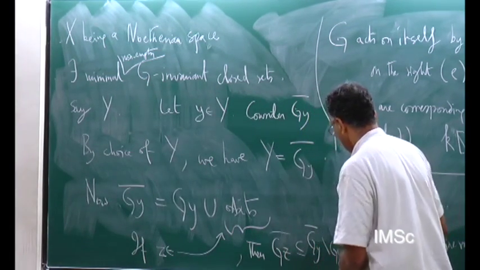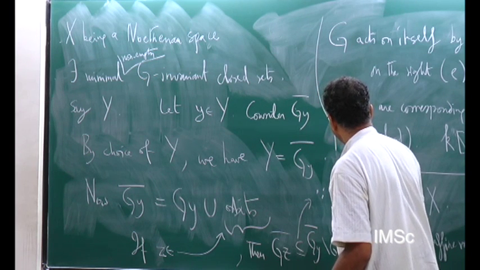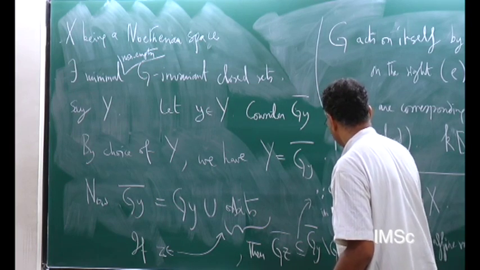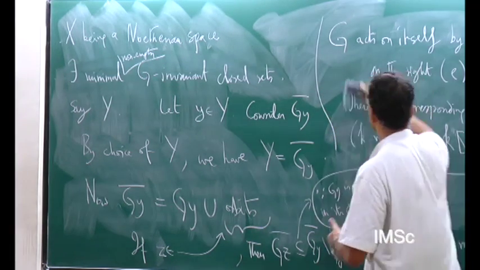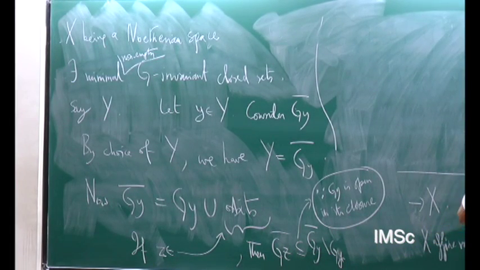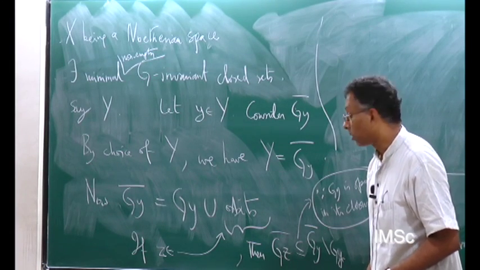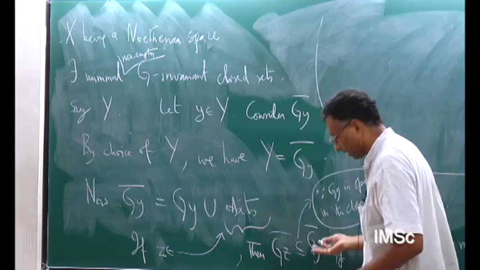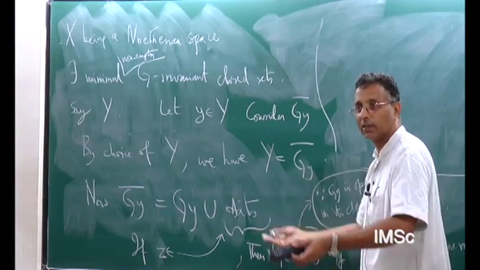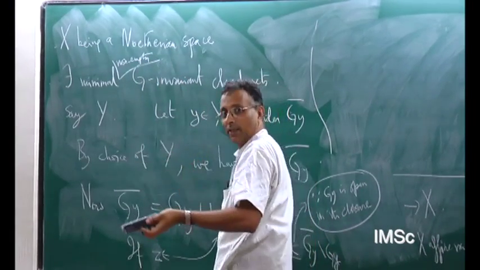Because Gy is open in its closure, yes, the complement is closed, G invariant. Yes, I'm just writing out something that is obvious. Yeah, I agree, it's obvious. The main thing is to observe this and choose a minimal one. That's all there is.